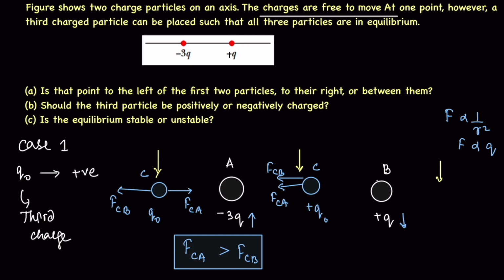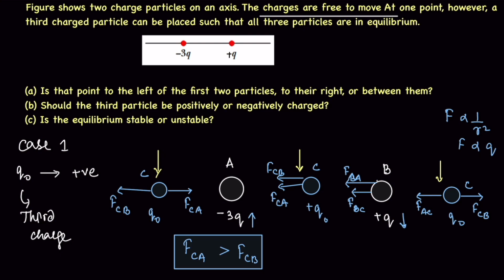Now the last condition, here at C, B will repel the C and A tries to attract the C. And if you compare the forces at B, what will happen? C will repel the B and A will attract the B. So here C might be in equilibrium but B will not be in equilibrium. So that's why this condition is not fulfilled.